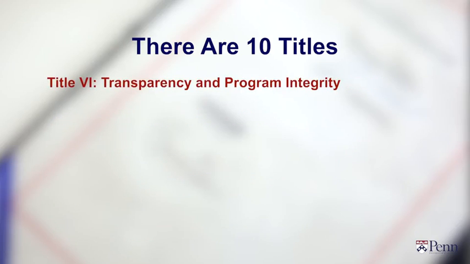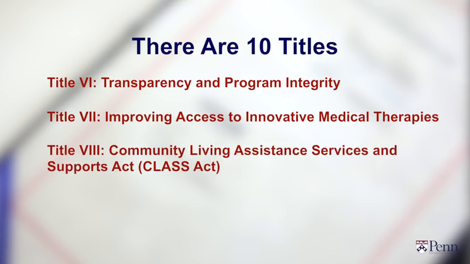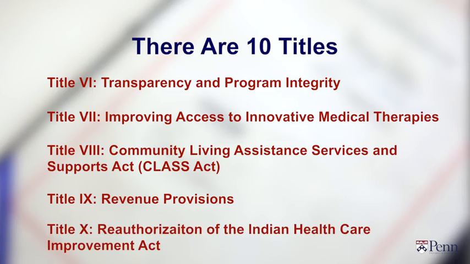The sixth title is about transparency, fraud and abuse to try to reduce those problems. The seventh title is improving access to innovative medical drugs and devices. The eighth title is about the Community Living Assistance Services and Supports Act, or the CLASS Act. Actually, it was repealed after the passage of the Affordable Care Act. Title IX is about revenue provisions, paying for the Affordable Care Act. And the 10th title is about reauthorizing the Indian Health Care Act.